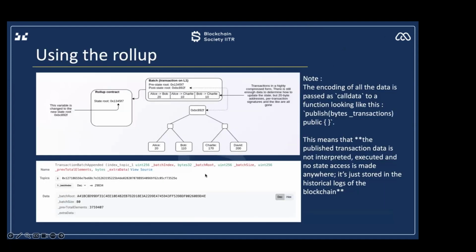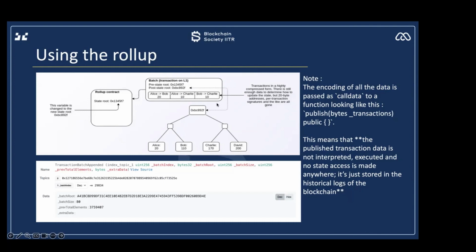So yeah, we have entered the rollup. Now we'll be using the rollup. What using the rollup means, let's discuss this diagram. There is a batch transaction on L1. The pre-state root is there, the post-state root is there. Alice made some transaction to Bob. Alice made some transaction to Charlie. Bob made some transactions.